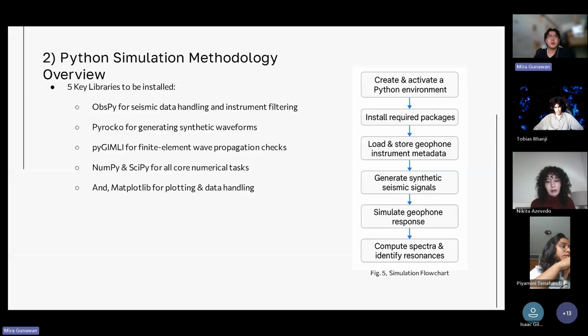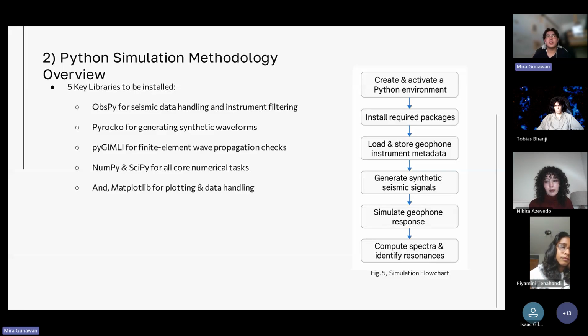Following that, we load and store the geophone instrument metadata. We write a short script that reads manufacturer provided station XML files, which were downloaded from the data centers, and extracts each geophone's poles and zeros description plus the sensitivity. We then dump this metadata into a JavaScript object notation, or JSON for short, file for easy reuse. This is how our code knows exactly how a 4.5 hertz versus a 10 hertz geophone behaves.